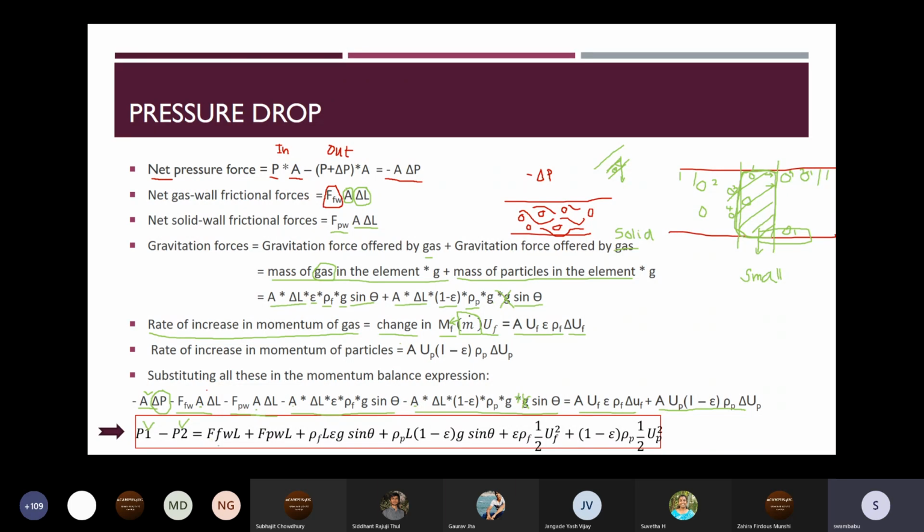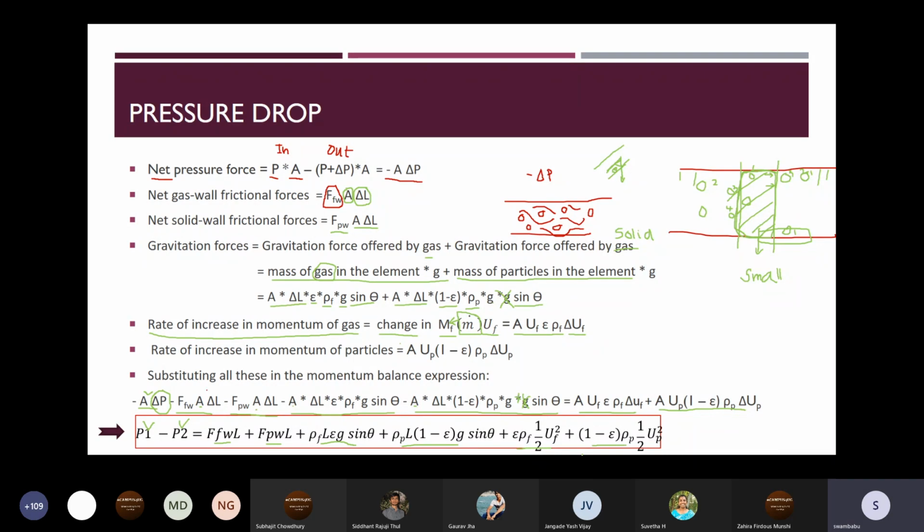This is the subscript. I think the rest of the equations are the same. Fine. So frictional losses between the fluid and wall, FW. Frictional losses between the particle and wall. Gravitational force term: gravitational force by the gas, gravitational force by the particles. Rate of change in momentum of the gas. Rate of change in momentum of the particles.